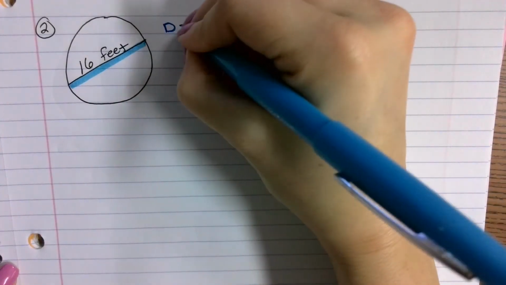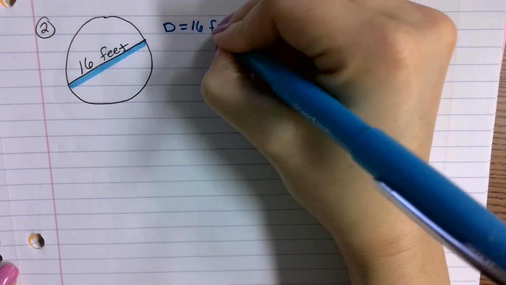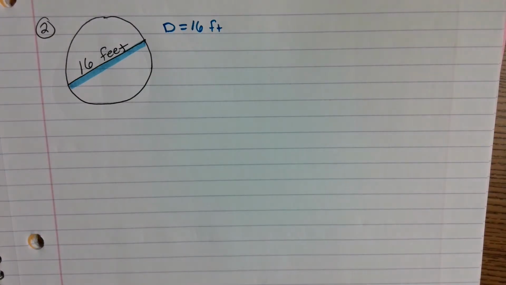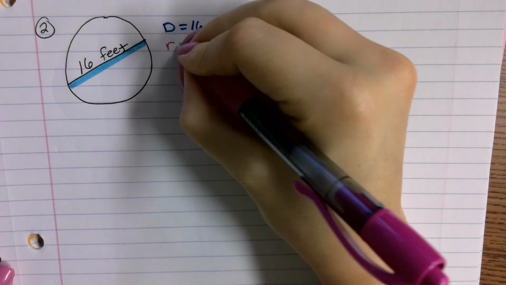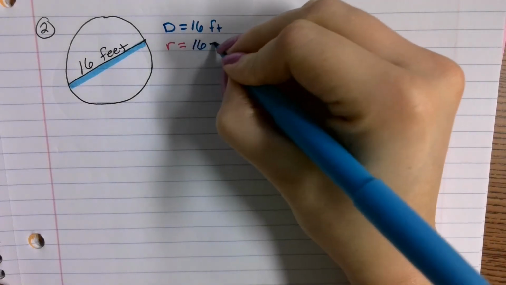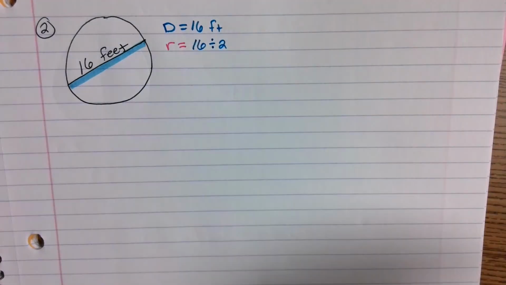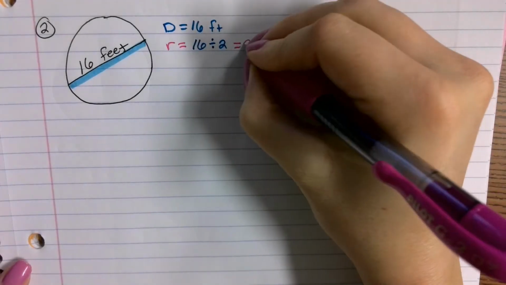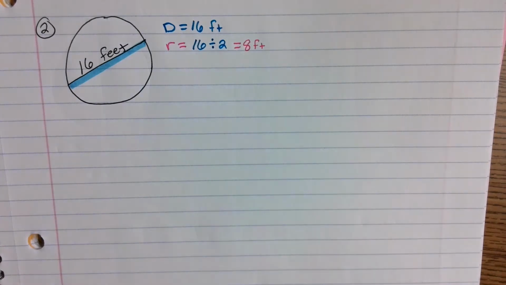So I'm going to write down, hey, diameter is 16 feet. And because I know the diameter, what else would I know then? Radius. Thank you for raising your hand, Davis. So, Davis, what would the radius be? 8. So all we would have to do is take 16, divide it by 2, and we would get 8. So 8 feet for the radius.